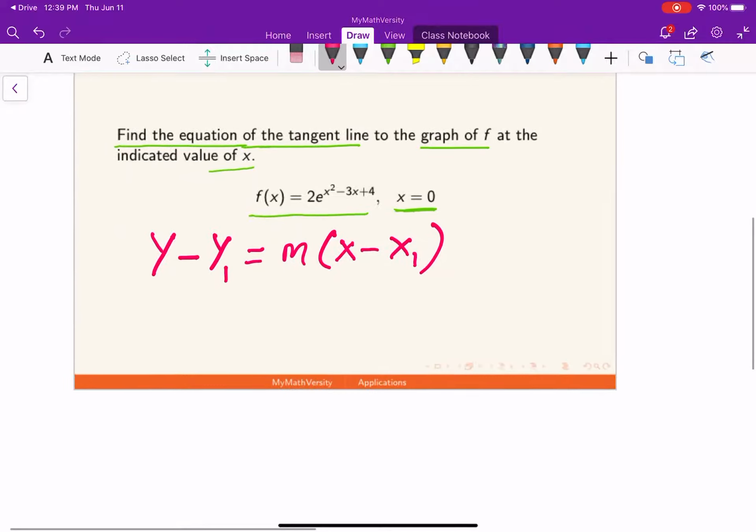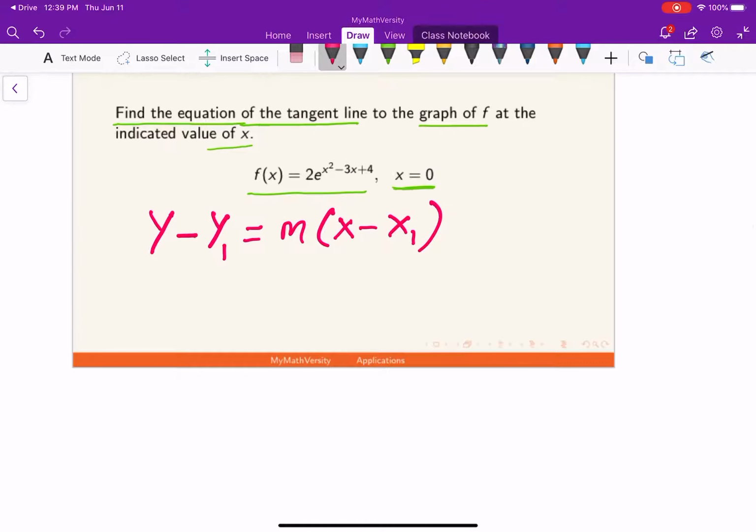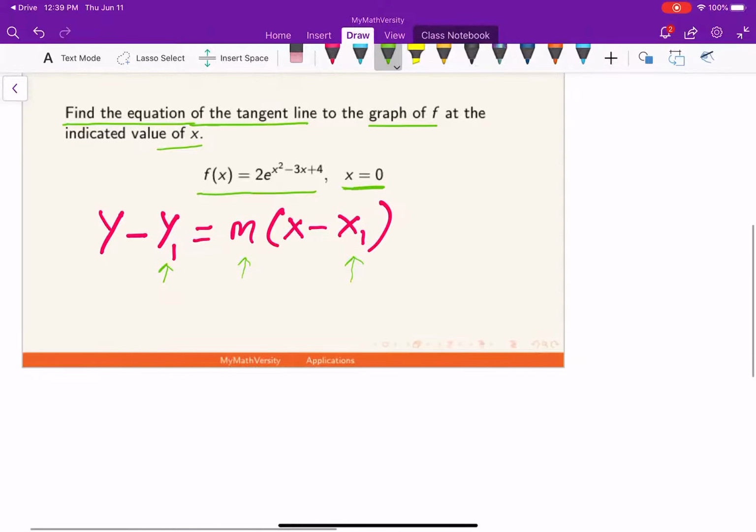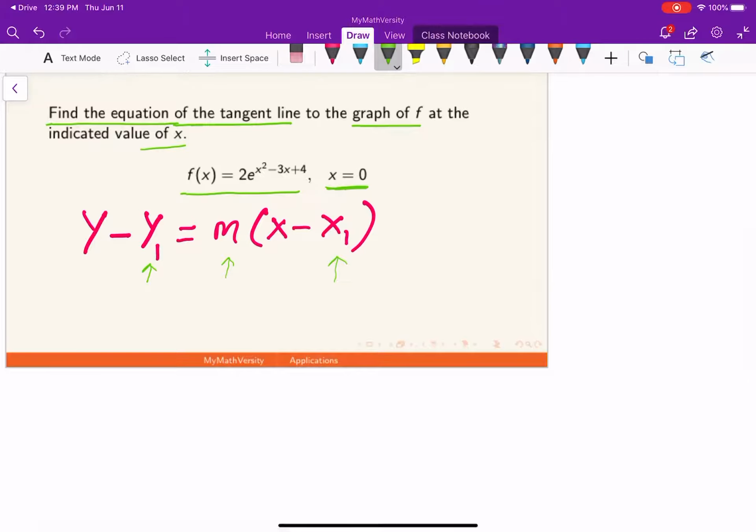But if I want to use this formula, I need to know a couple of things. I need to know the x coordinate of the point of tangency, the y coordinate of the point of tangency, and the slope of the tangent line. So I just need to fill in those three unknowns. Let's try to find each of those first.